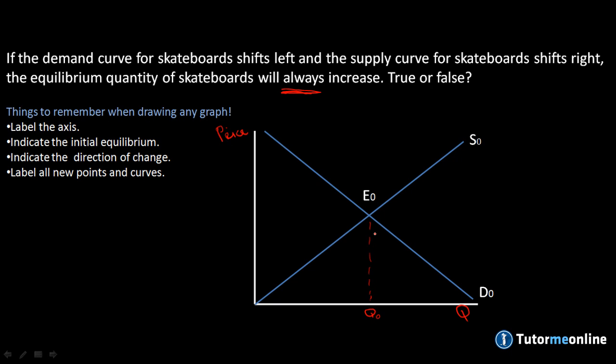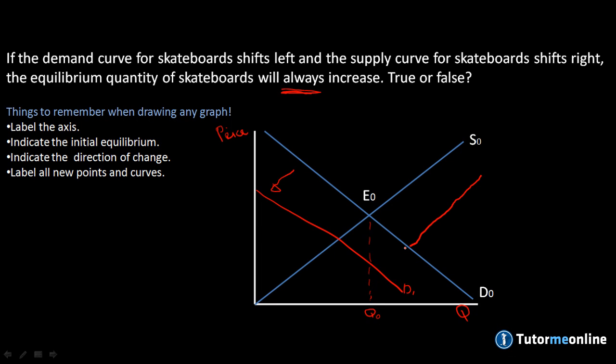So they tell us that demand curve for skateboards shifts to the left. So let's draw our new demand curve. And we need to label it D1, and we also need to indicate the change of direction, which we need to do with an arrow. And then they tell us that the supply curve for skateboards shifts to the right. So that is this part here.